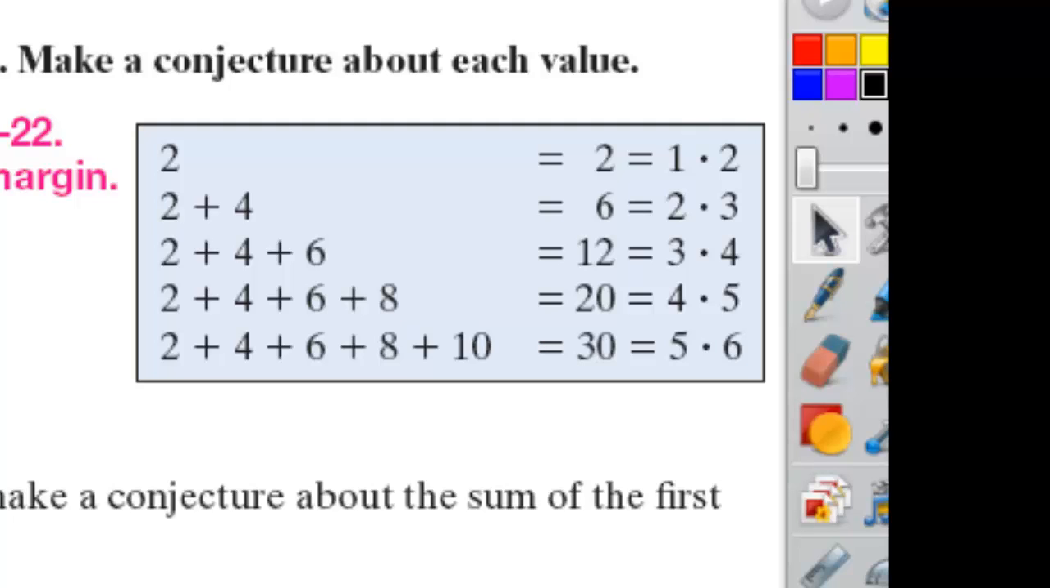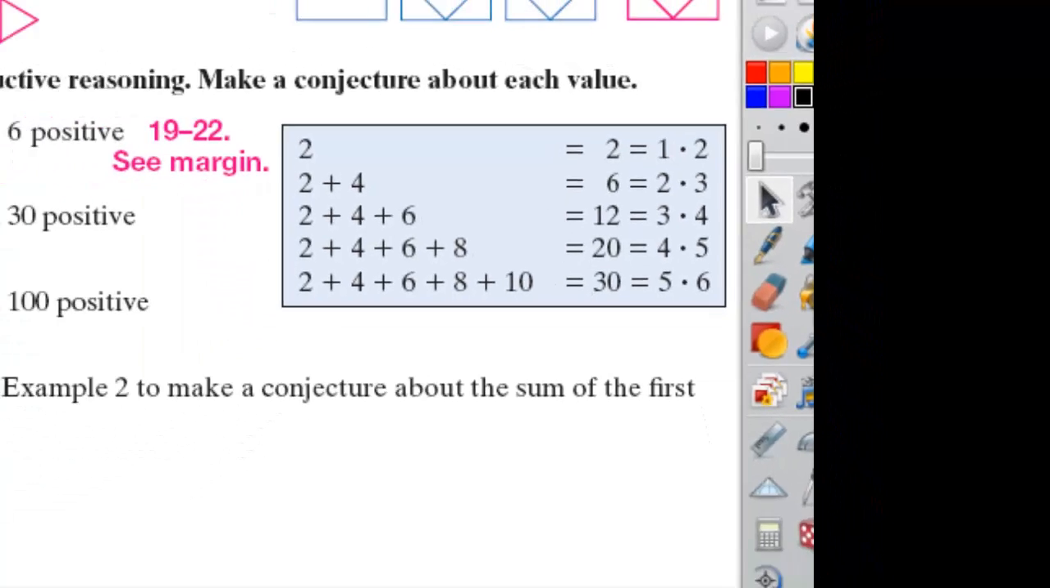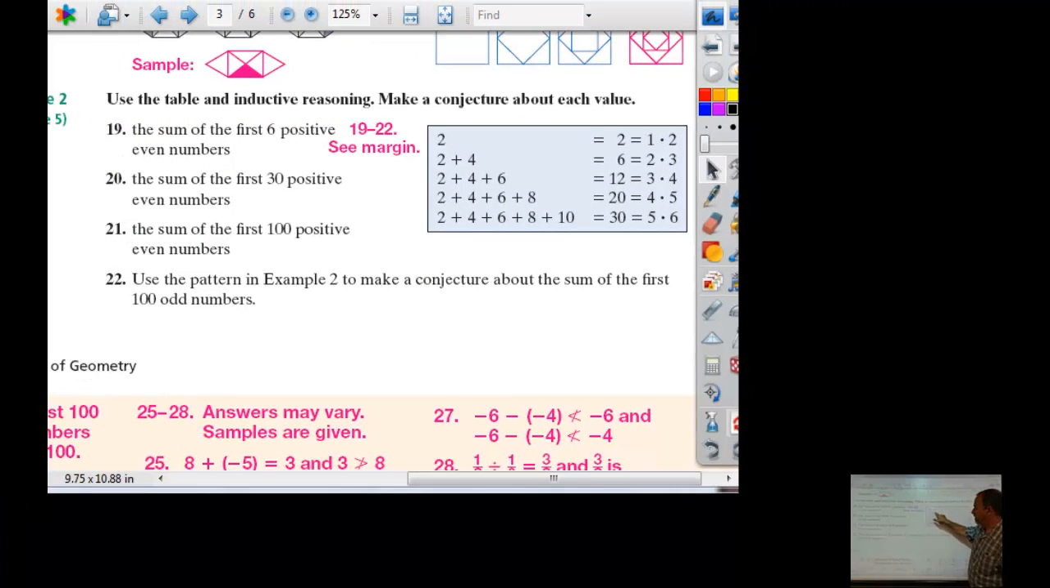Now there's a pattern that's developing here. There's a pattern of taking this many even numbers, adding them together. I can get the same result by multiplying these two together. So you're looking for the pattern: 2 even numbers added together, 2 times 3. The first 3 even numbers added together is 12, the same as 3 times 4. The first 4 even numbers is the same as 4 times 5. So there's a pattern here, and you're to use that pattern to answer these.